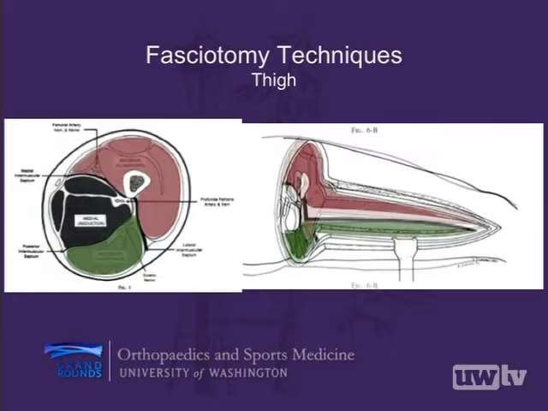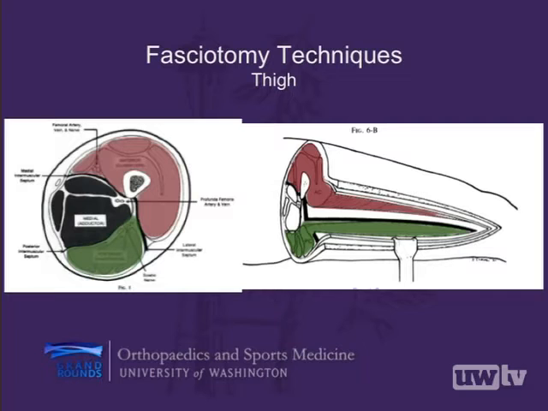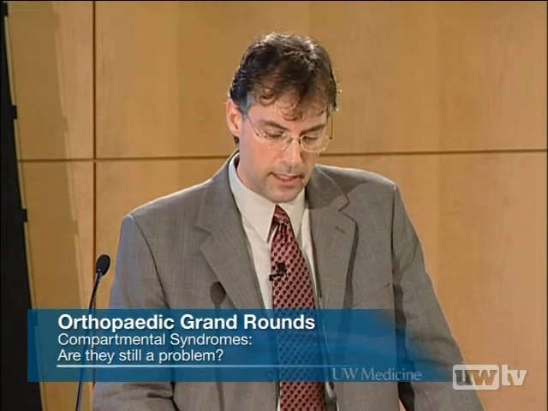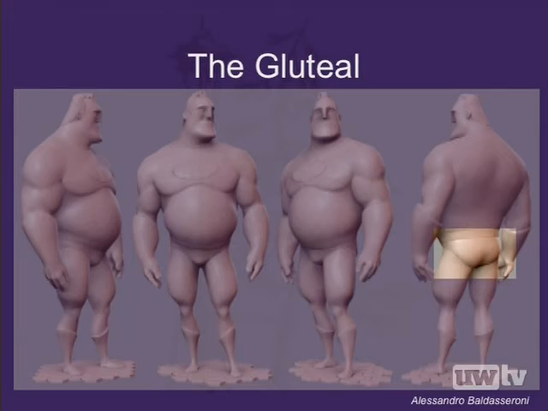Incising the lateral intermuscular septum results in decompression of the posterior hamstring compartment, and then the medial compartment typically needs to be assessed at that point. And while a lot of the medial compartment will be decompressed by releasing the anterior and posterior compartments, if there's any suspicion, an additional medial-sided incision can be performed, and the fascia over the adductor musculature can be released or incised.